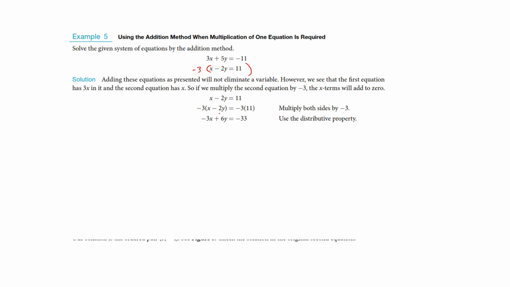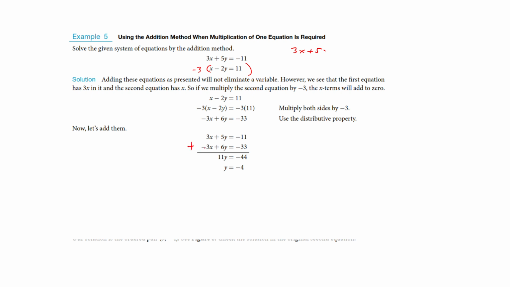So why not try running a -3 through this bottom equation? If I do that, I've then created something that would allow me to add and make the x's disappear. So I'm going to run a -3 through there, and now I've got these two equations. Well, hold on, maybe they already did it. Yeah, they did. So 3x plus 5y. Now they've run a -3 through this bottom equation. You do it everywhere on the left and the right, and you get this. Okay, now we're set up for that elimination or that addition method.